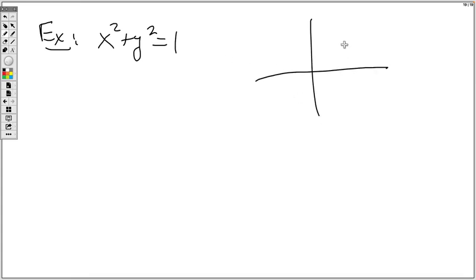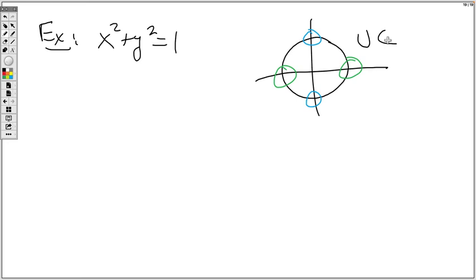That's your good old unit circle there. Once again, does this equation describe y as a function of x? Well, no. It fails the vertical line test. Does it describe x as a function of y? No, it fails the horizontal line test. You follow?